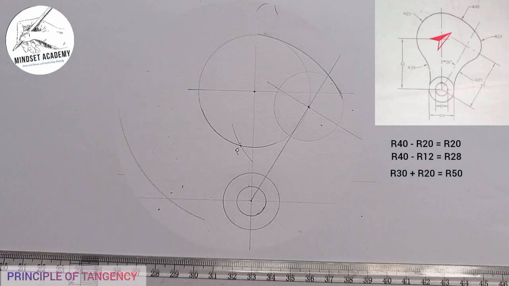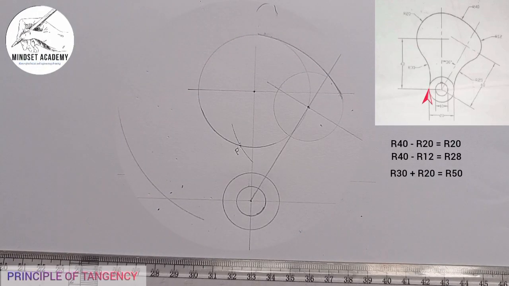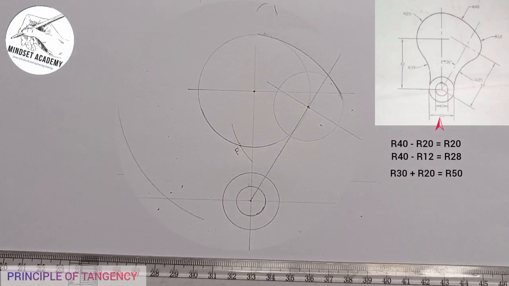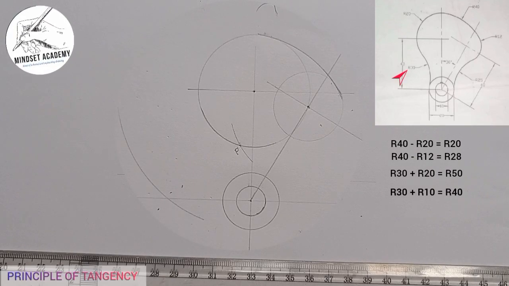Now, for the other circle, we're given that from the beginning of the circle to the ending here is given as what? 20. So that is the diameter, so to get the radius is 10. So I'm going to say that what they have in common is what? R30. R30 plus R10. So I'm using half of this circle here, which is 10. And we're going to be having R40.